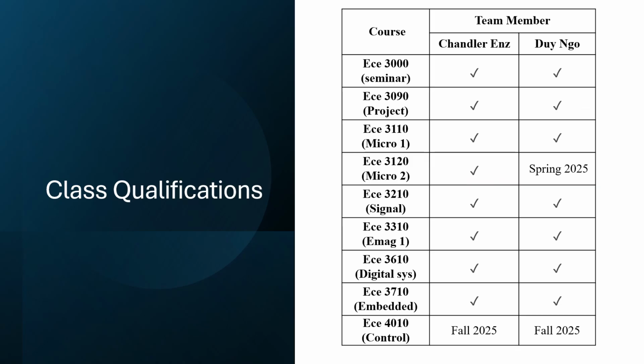So these are the classes that we have taken or we plan to take in the future. But currently, we have most of the classes that enhance our knowledge for the project, like Micro 1, Micro 2, Digital Systems, and Embedded. For both Digital Systems and Embedded, we have done a lot of labs and projects, and those are relevant to the project that we plan to do. So we think that we have good knowledge to do research and make our project doable.